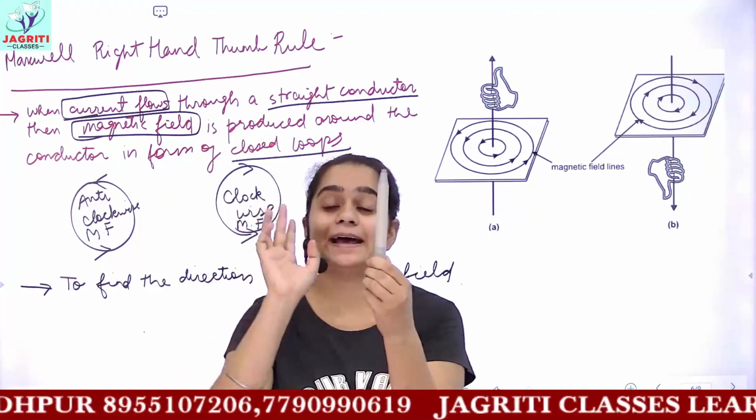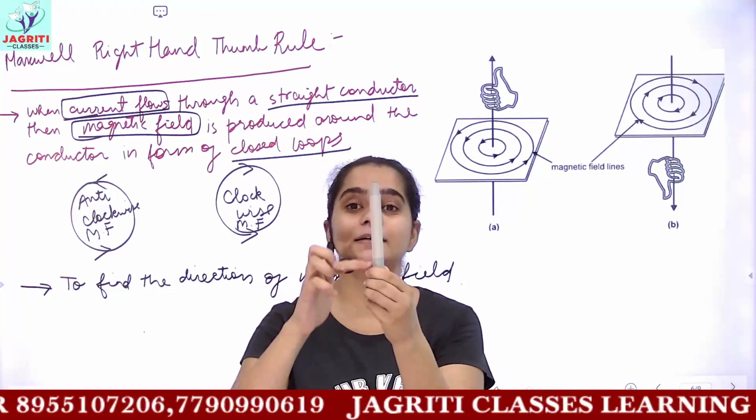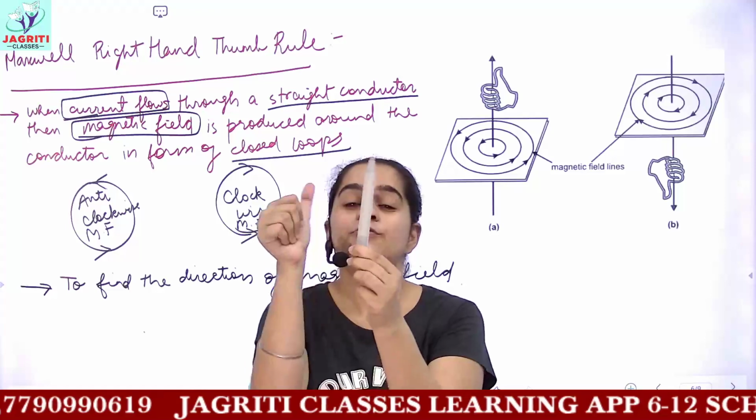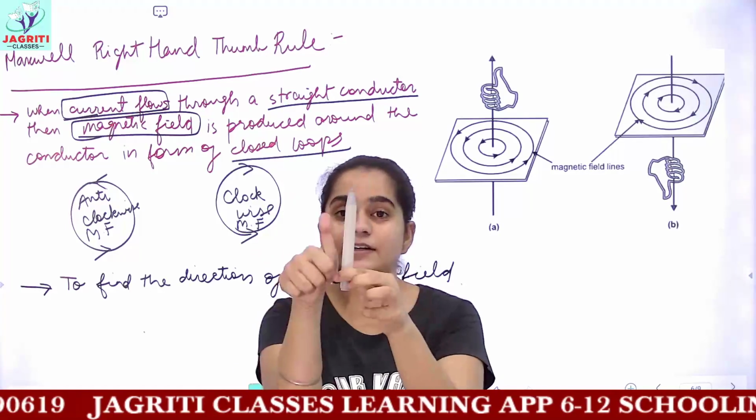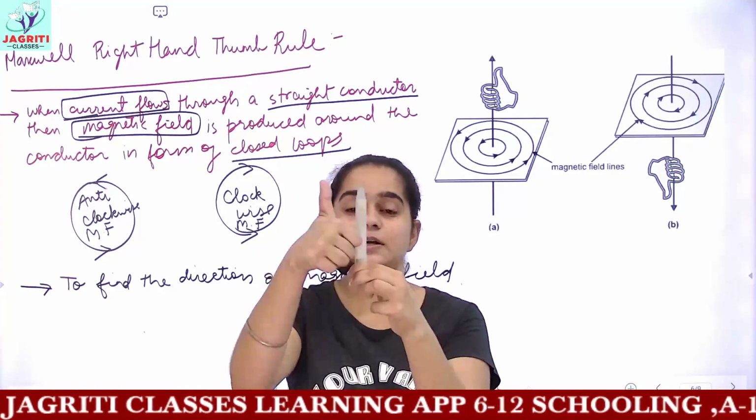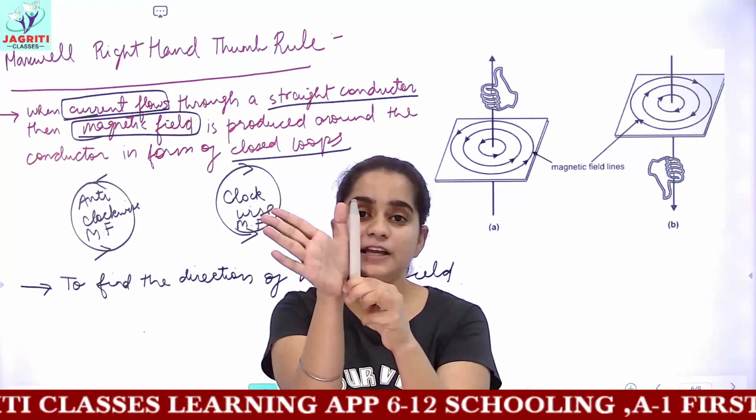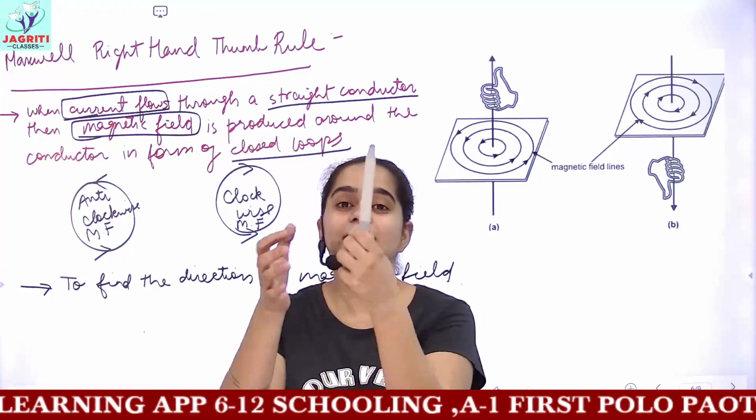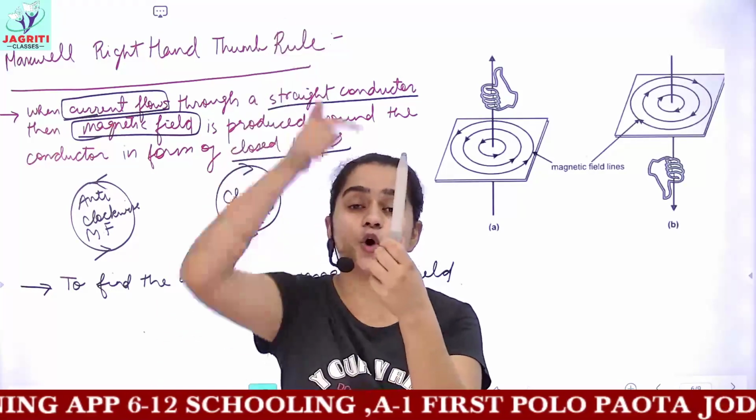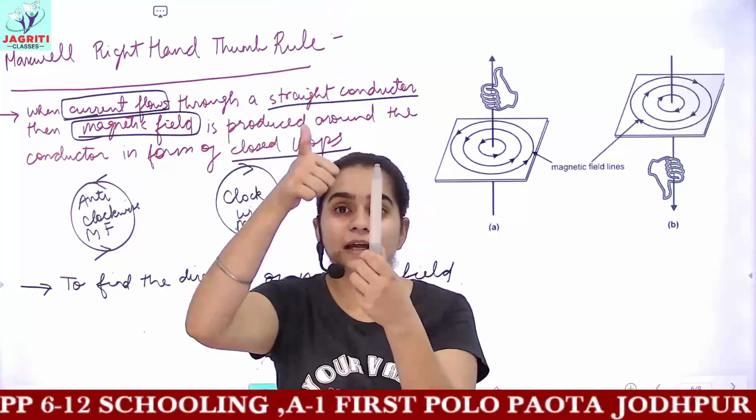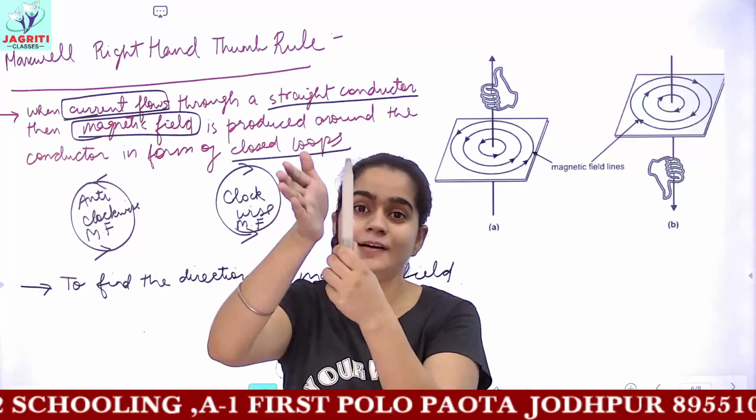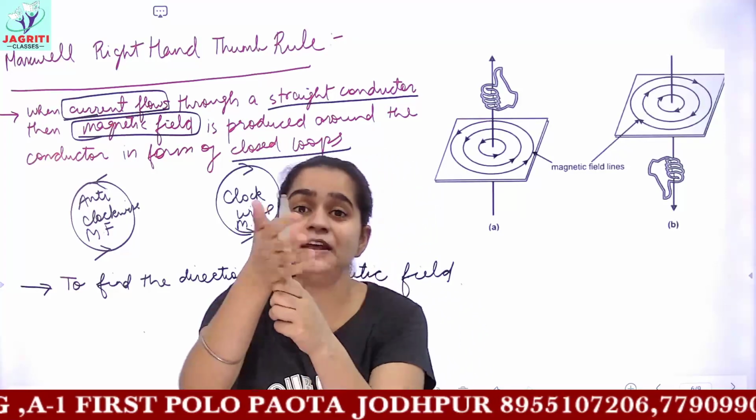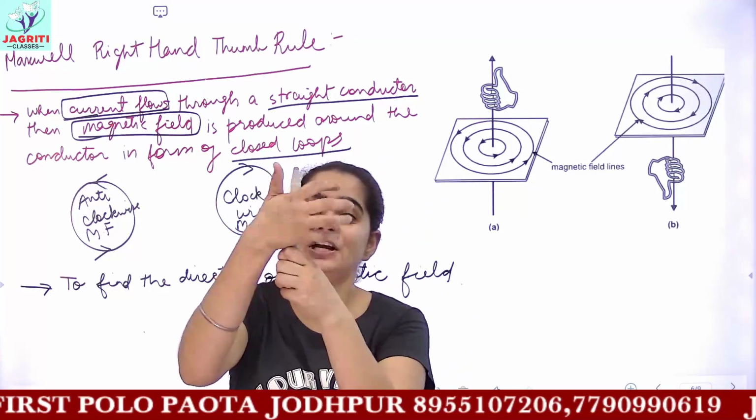If the direction of current flowing through the conductor is upwards, your thumb represents the direction of current. We are considering that the direction of current is upwards, so the thumb is in the up direction. Now your fingers would show the direction of field. In this condition, when current is flowing upwards, the direction of the thumb is up, and these curved fingers will show you the direction of the magnetic field. It means the direction of magnetic field is in this manner.